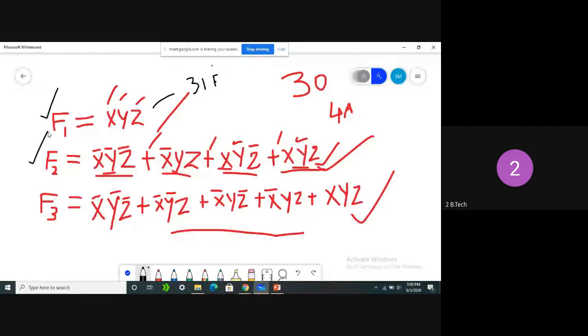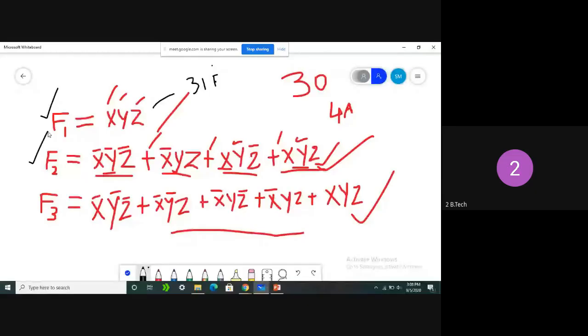So first of all, we should simplify the logic. Just like we have seen in previous sessions, three AND gates and two OR gates were required, but after simplification what we got is that only two AND gates and one OR gate are enough. In the same way, this F2 function also we can simplify. Then we can design the logic.